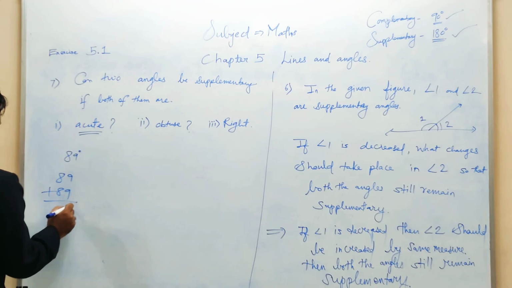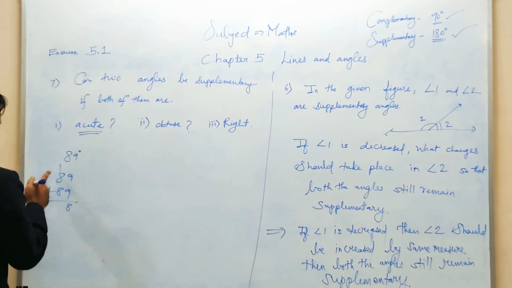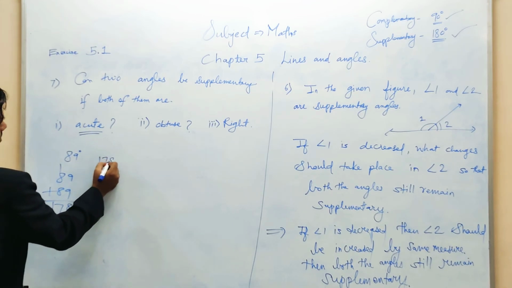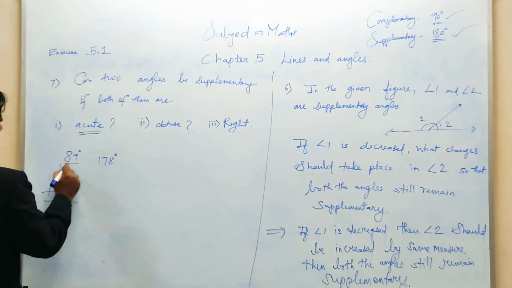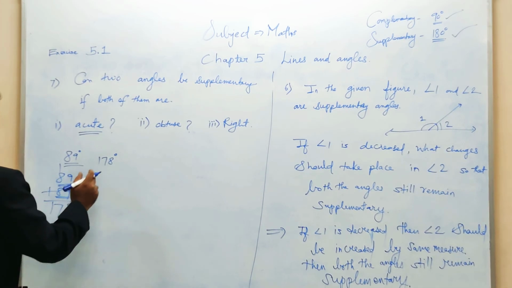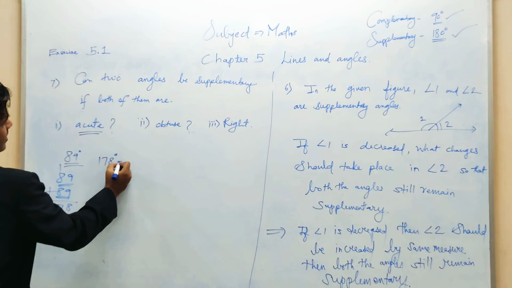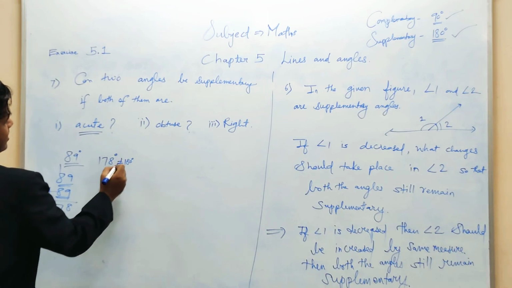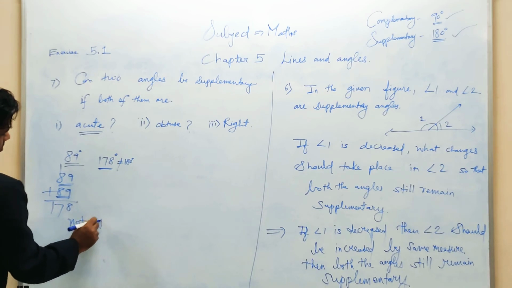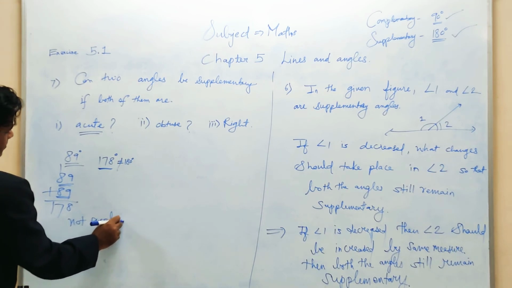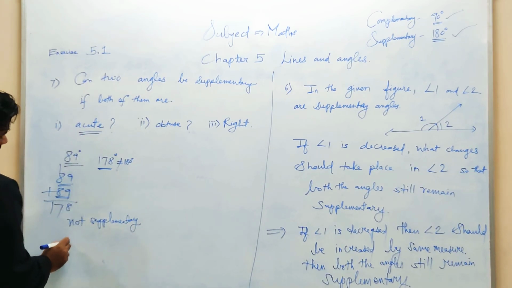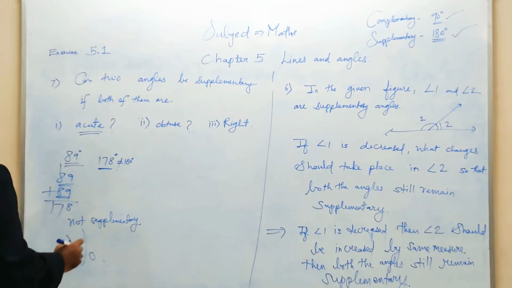9 plus 9, 18, 1 carried. 8 plus 8, 16 plus 1, 17. So this will be 178 degrees. If you take the biggest acute angle, the sum is 178 degrees, which is not equal to 180 degrees, so it will not be supplementary. So here we can say no in the first case.